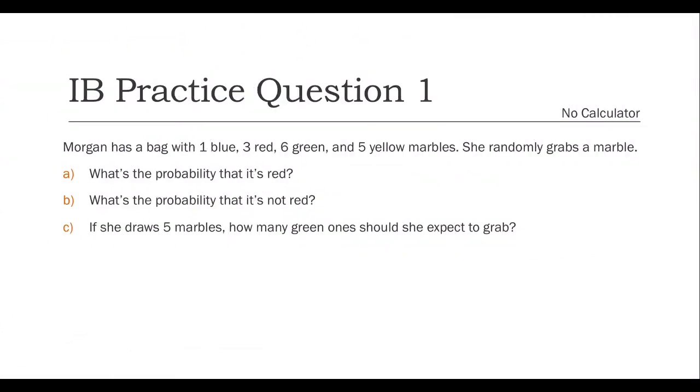So here we have our first IB practice question, which is no calculator. It says Morgan has a bag with 1 blue, 3 red, 6 green, and 5 yellow marbles. She randomly grabs a marble. A, what's the probability that it's red?